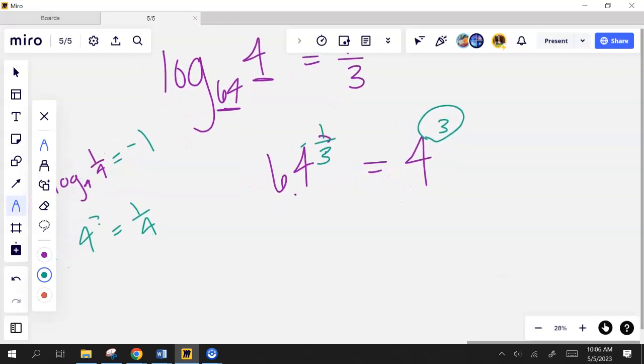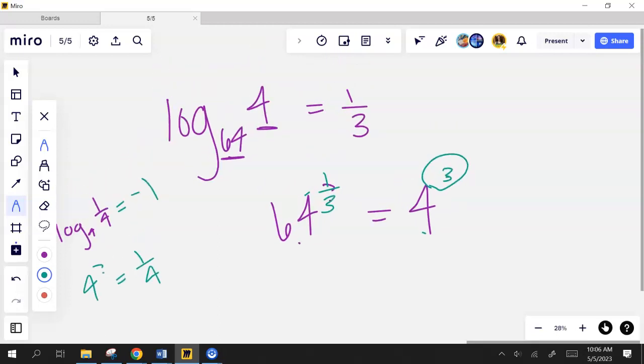Not quite this different, but some of these you'll have to change the base to. You can use your calculator to find what 4 to the third is if you don't know it. What I'm trying to get you away from is taking out your calculator and doing a change of base, like what I'm going to show you today. And I'll show you why.